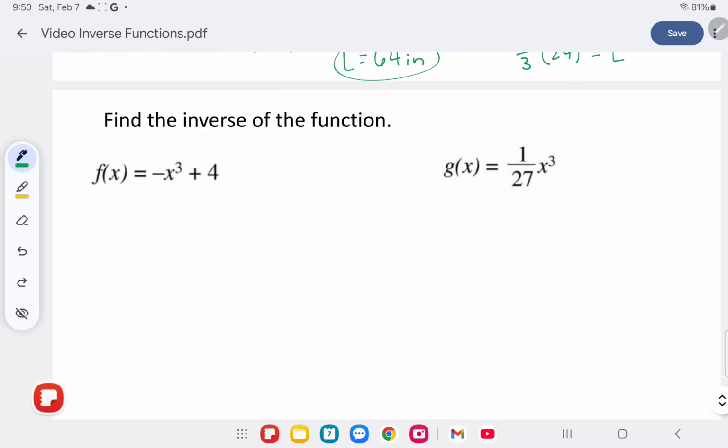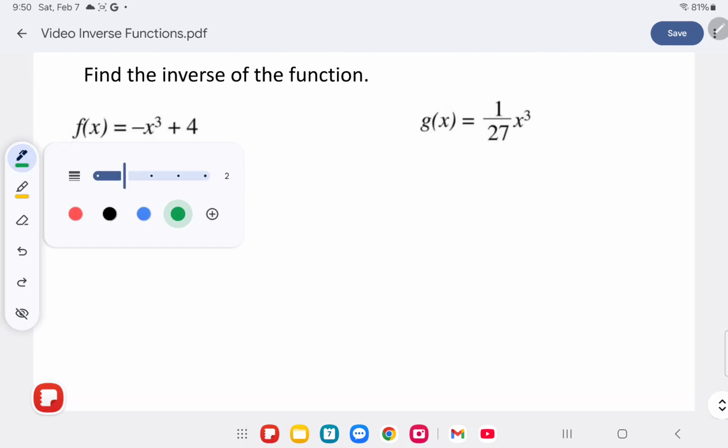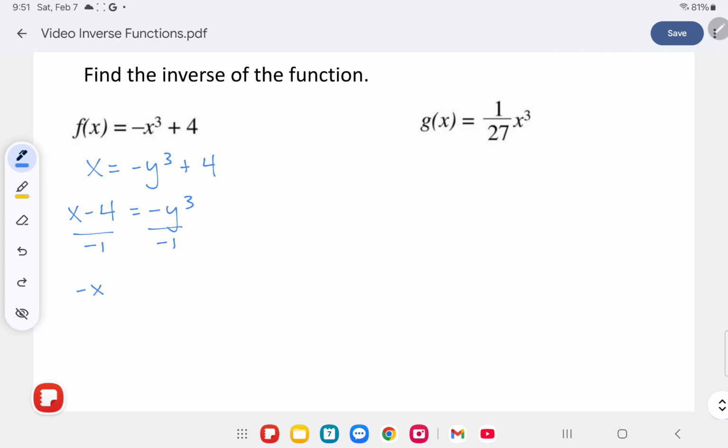So last couple examples of finding inverses in case you need to see a couple more. We just flip-flop our x and our y and then isolate the y. So in this case, subtract 4, divide by -1, and then take the cube root of both sides. Because my original function was called f, I'll call this one the inverse of f. And it's the cube root of -x plus 4.